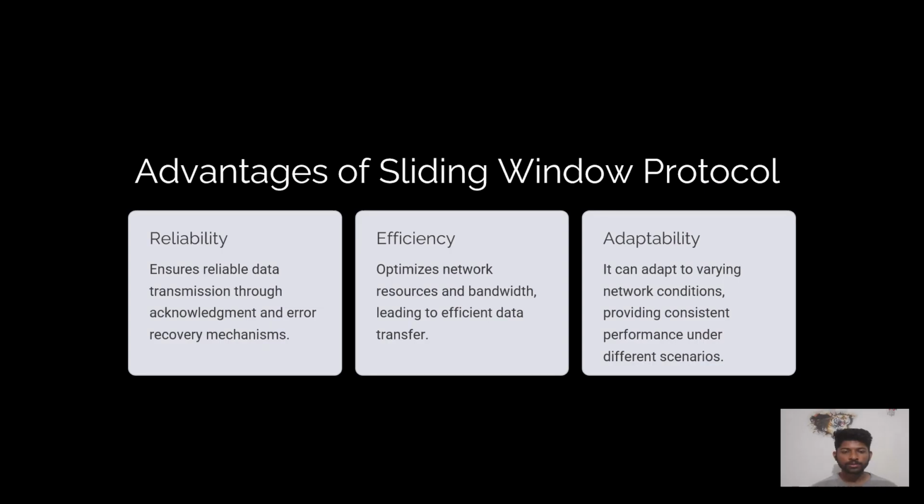So, what are the advantages of sliding window protocol? Reliability: it ensures reliable data transmission through acknowledgement and error recovery mechanisms. Efficiency: optimizes network resource and bandwidth, leading to efficient data transfer. Adaptability: it can adapt to varying network conditions, providing consistent performance under different scenarios. These are some of the advantages of sliding window protocol.